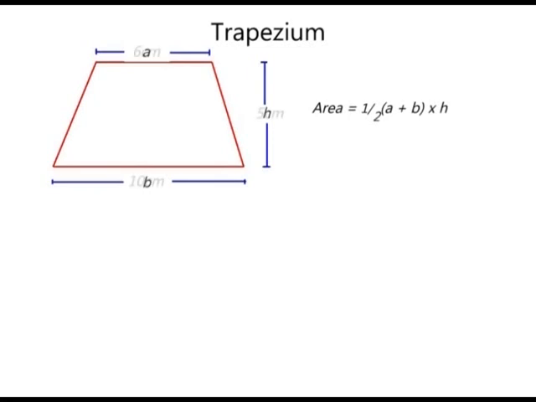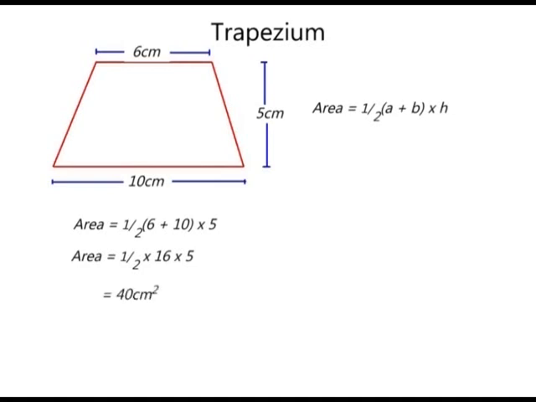And so working with real measurements, suppose A in this case is 6 centimeters and B is 10 centimeters, h is 5 centimeters, we can calculate the area of this trapezium. Area is equal to a half into 6 plus 10 times 5. That gives us a half times 16 times 5, and that gives us 40 square centimeters.